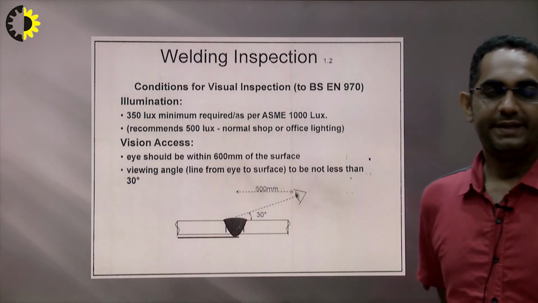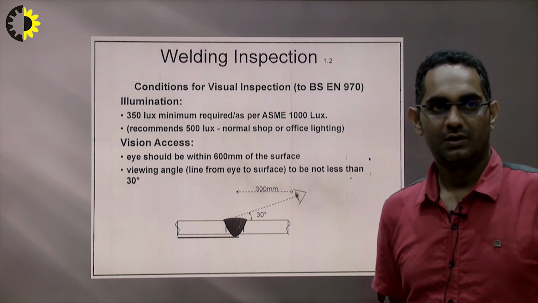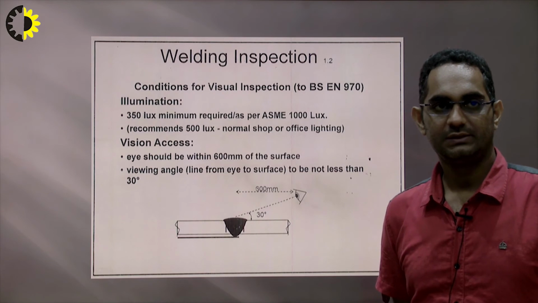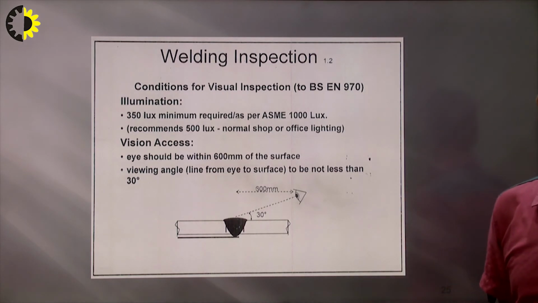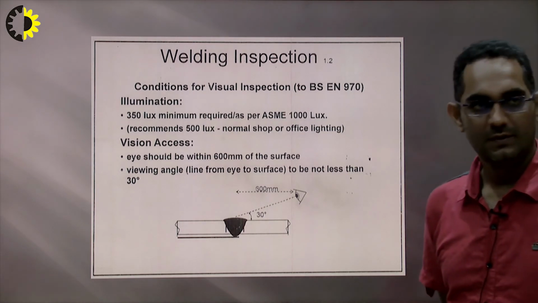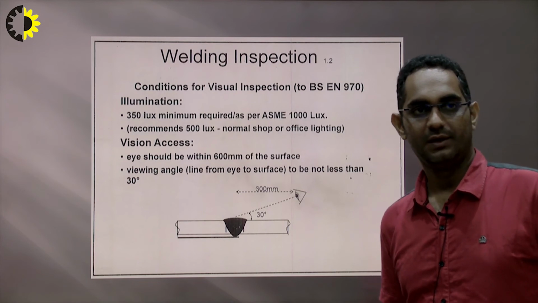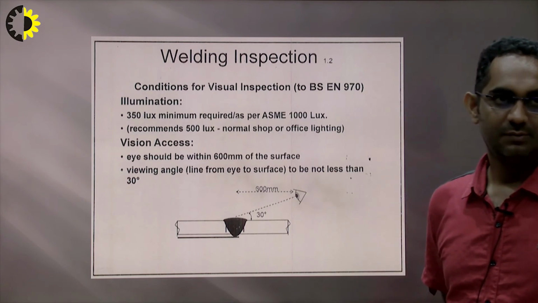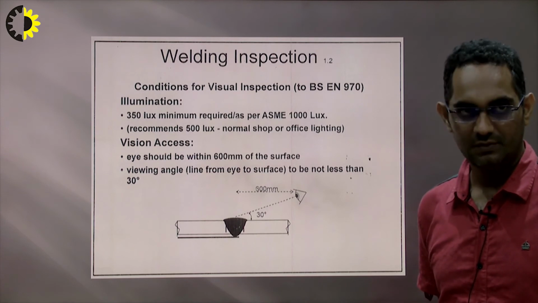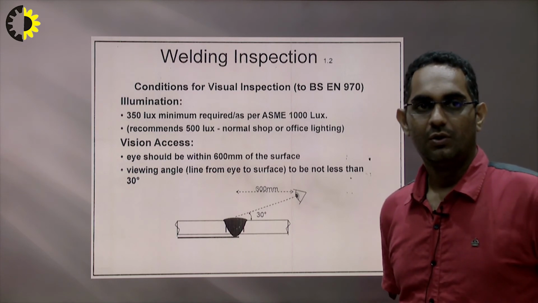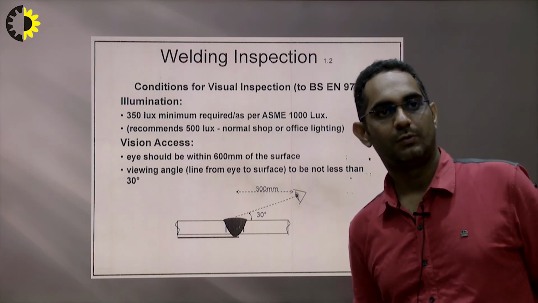Then next is welding inspection. Conditions for visual inspection are as per BS EN 970, that is the illumination: 350 lux minimum required, as per ASME 1000 lux, and it recommends 500 lux, normal shop or office lighting.